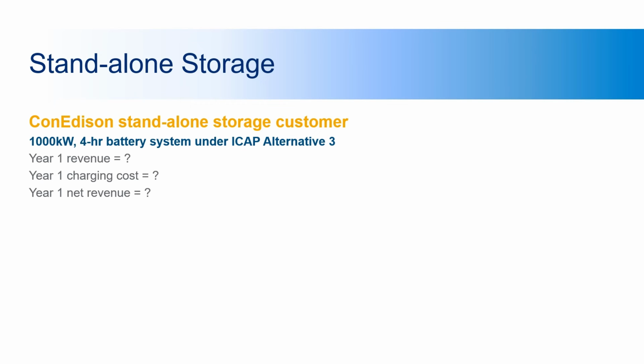For our last example, we'll highlight the new functionality of this revision, the ability to model standalone storage. We'll use a theoretical system in Con Edison territory and select the alternative 3 capacity choice, which is the only alternative standalone storage projects are eligible for. We'll look at the revenue charging cost, which is a new component here, and then resulting net revenue.